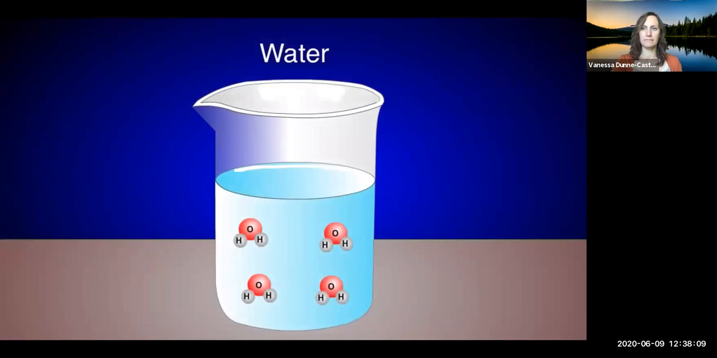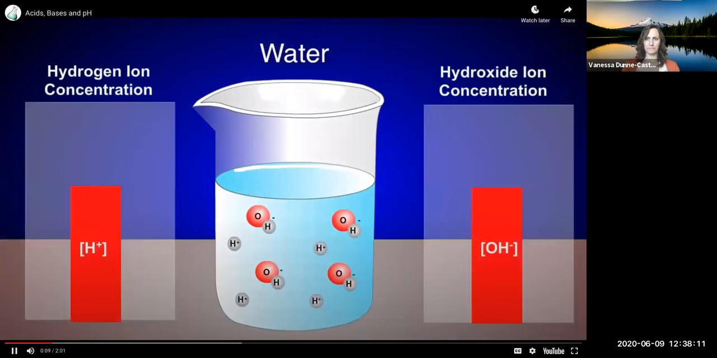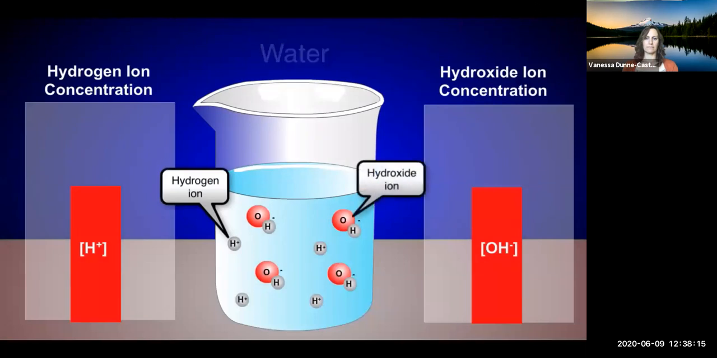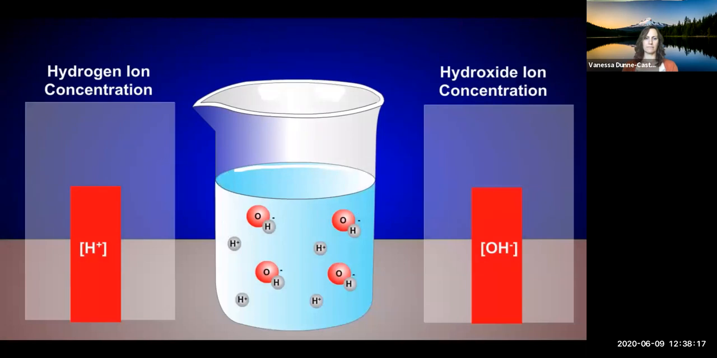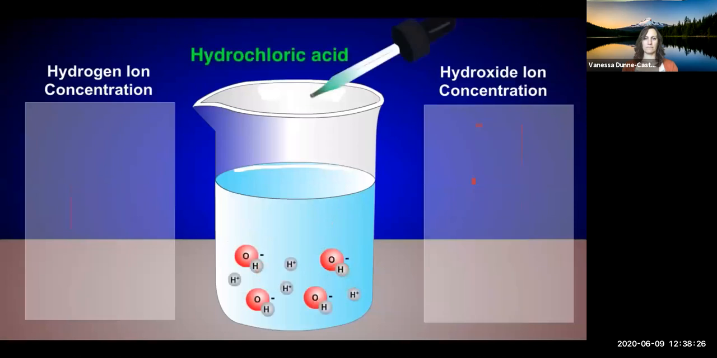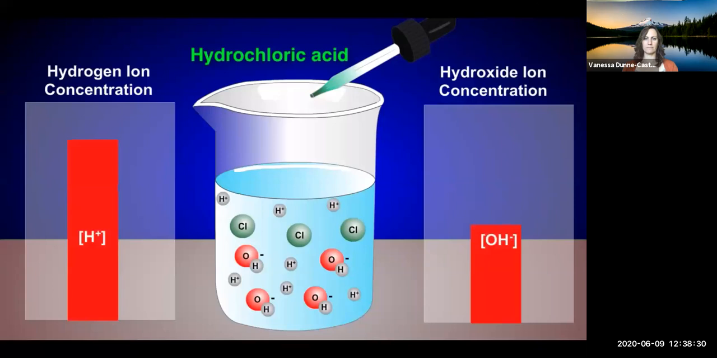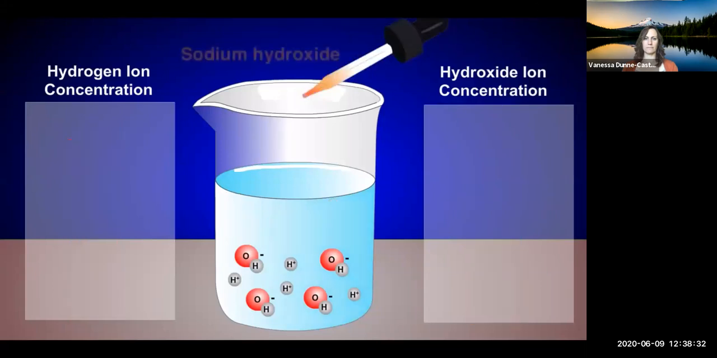When water dissociates, it breaks apart into an equal number of hydrogen ions and hydroxide ions. In contrast, when other substances dissociate, they may release more hydrogen ions or more hydroxide ions. For example, hydrochloric acid releases more hydrogen ions as it dissociates, and sodium hydroxide releases more hydroxide ions.